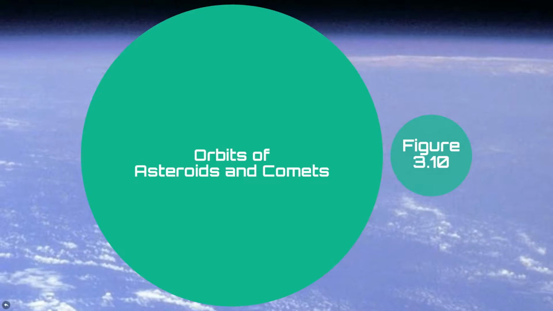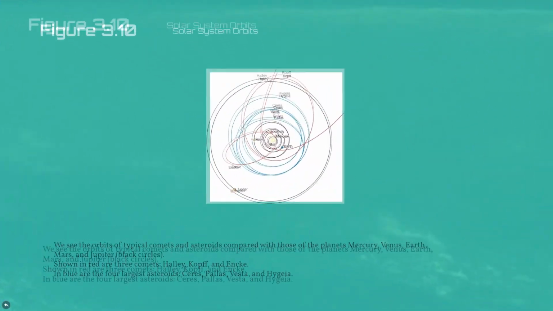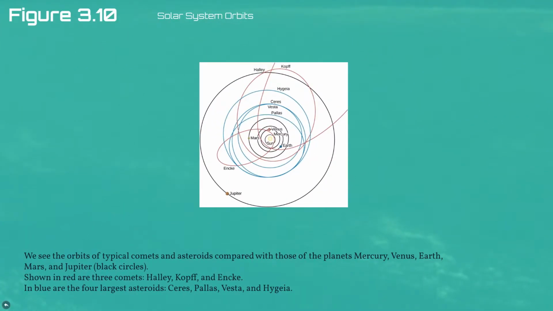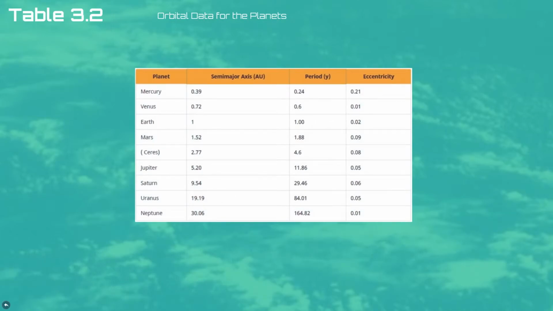Both asteroids and comets are believed to be small chunks of material left over from the formation process of the solar system. In general, asteroids have orbits with smaller semi-major axes than do most comets. The majority of them lie between 2.2 and 3.3 AU, in the region known as the asteroid belt. As you can see in Table 3.2, the asteroid belt, represented by its largest member, Ceres, is in the middle of a gap between the orbits of Mars and Jupiter.